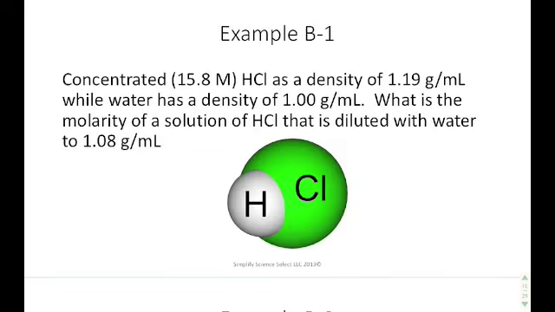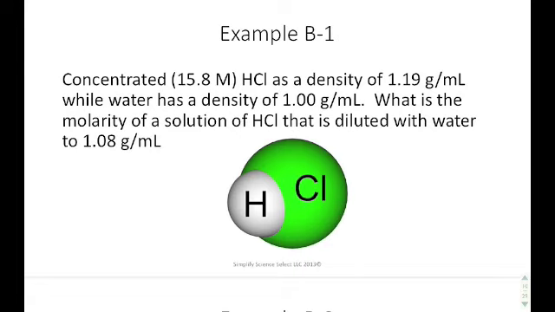So this one says you have concentrated 15.8 molar HCl with a density of 1.19 grams per mil, while the water has a density of 1.0 grams per mil. What is the molarity of a solution that is diluted to 1.08 grams per mil? Okay, so this one's tricky, and the reason why is it doesn't actually use the formula that we just introduced. Instead you have to set up your own.